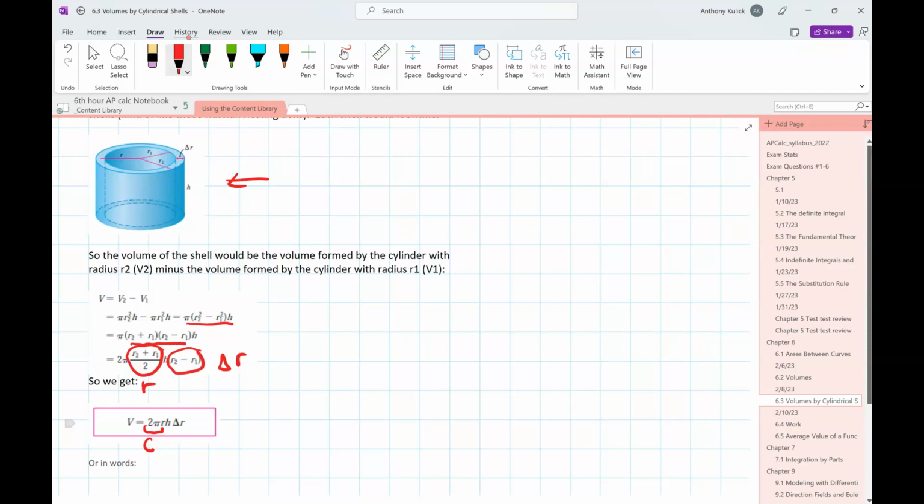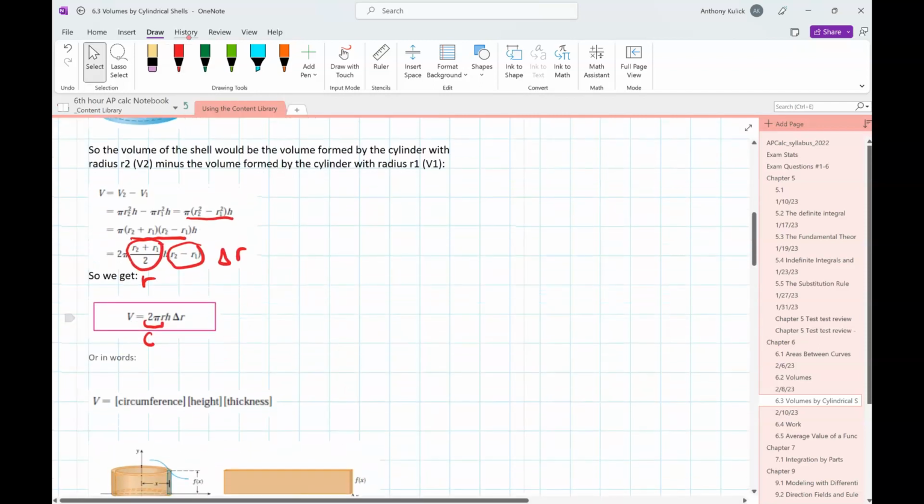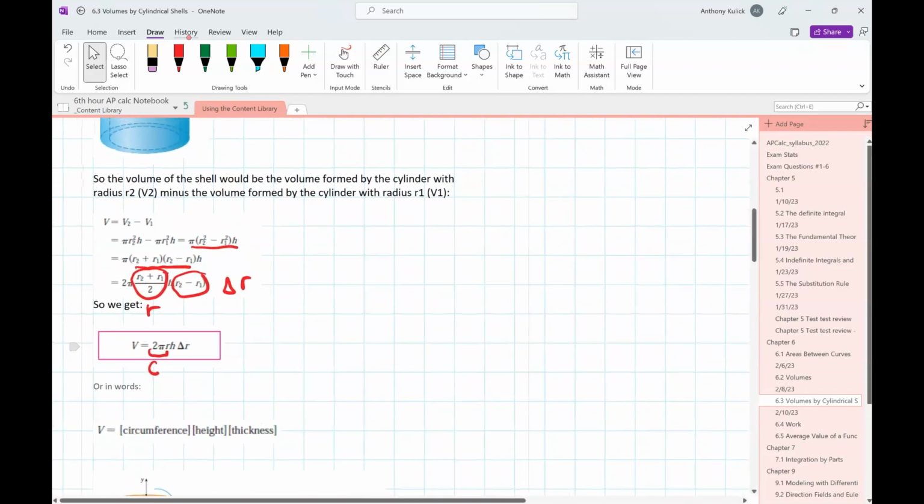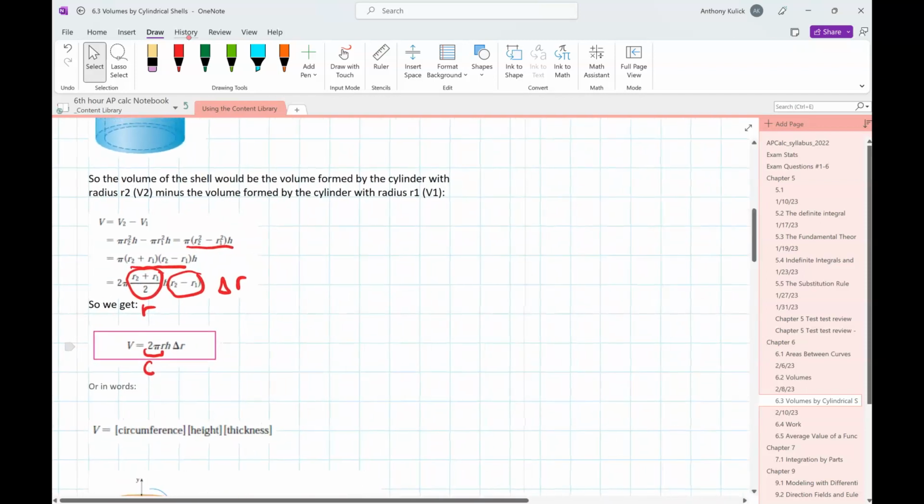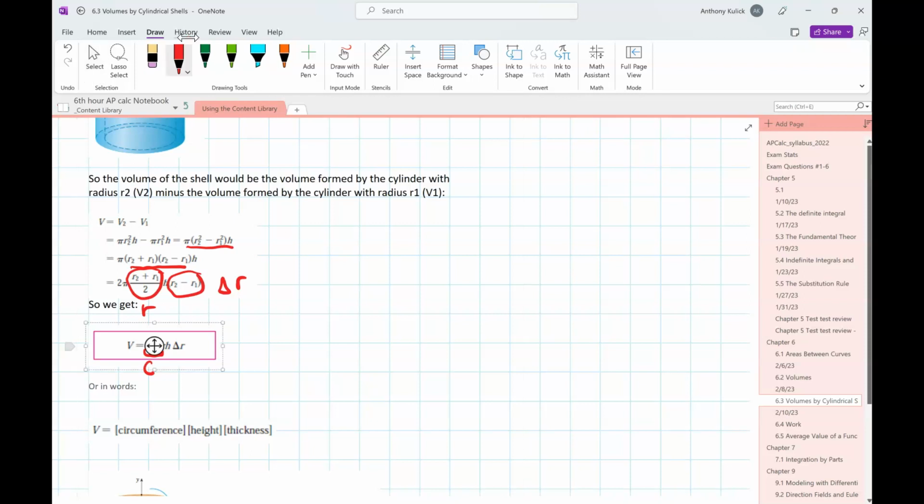What are we going to do? We're going to make those cylinders infinitely thin, and then take infinitely many of those cylinders, right? Sophia, what did you say the delta R was? The thickness of the shell. Okay, so let's relate this now back to a function, f of x, because this is a geometric description.